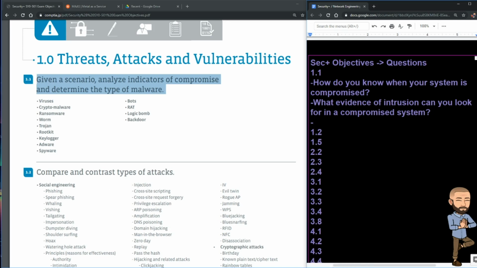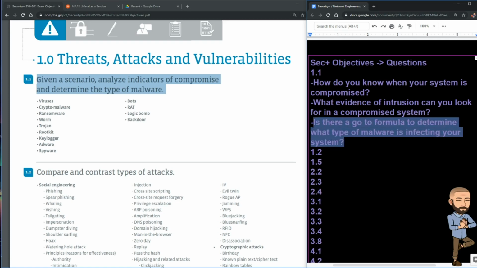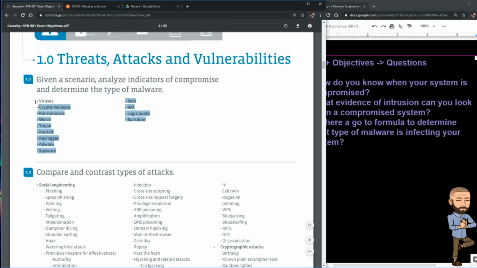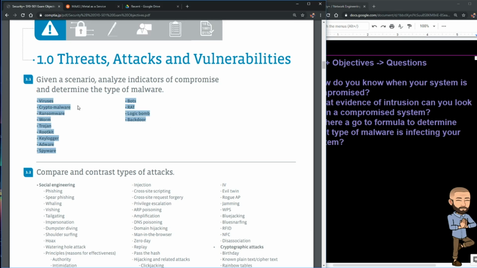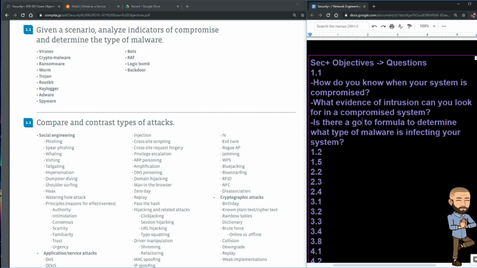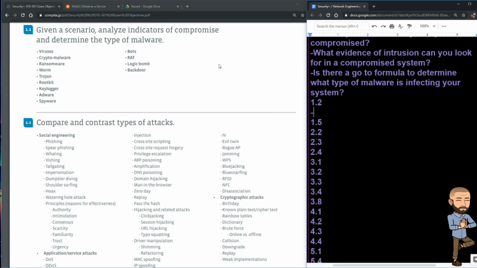And then the second part of that objective, determine the type of malware. So maybe this feels a little silly, but I'm going to go with it. Is there a go-to formula to determine what type of malware is infecting your system? I won't go through each of these suggested terms here. Each one would have their own separate video. You could go pretty in-depth with it. We just want to create a list of questions, I think, to use as study material.